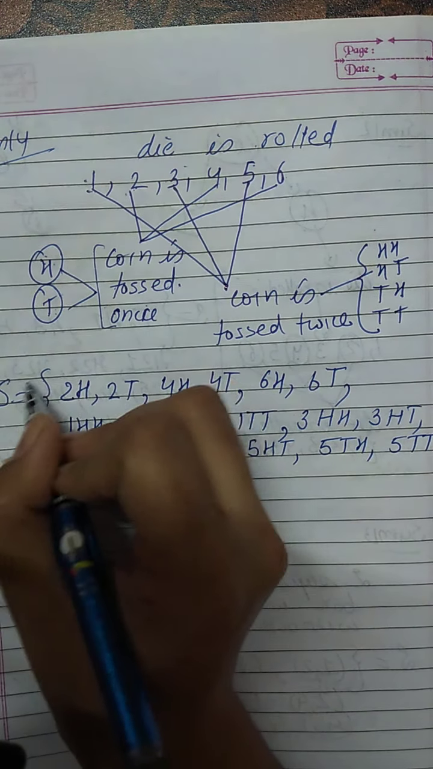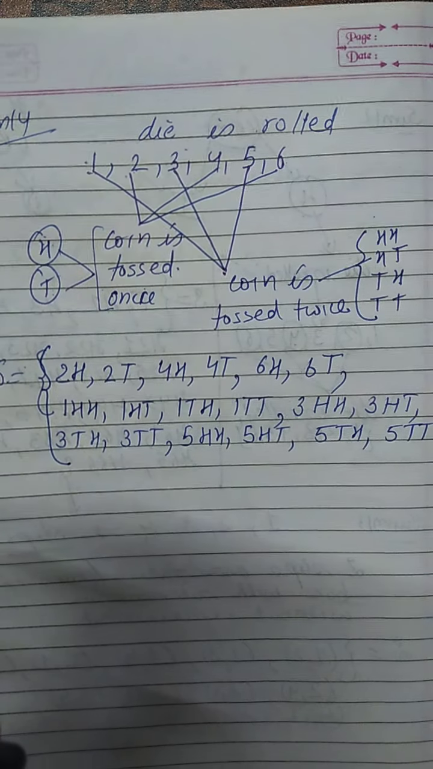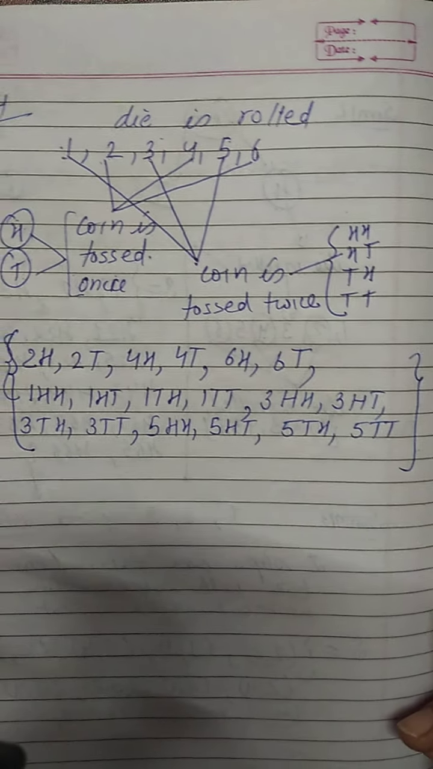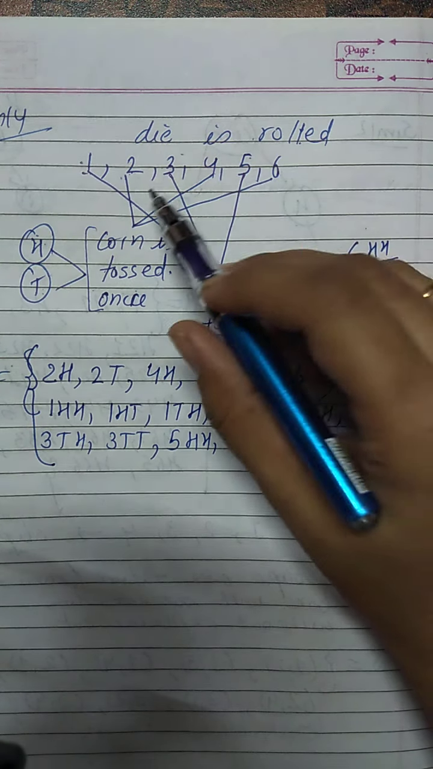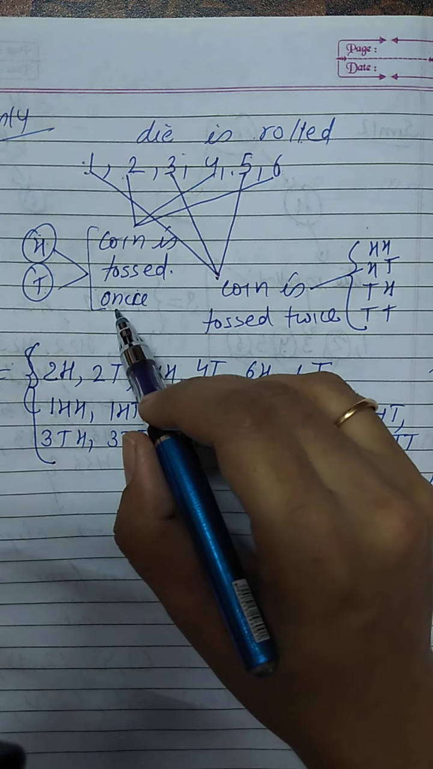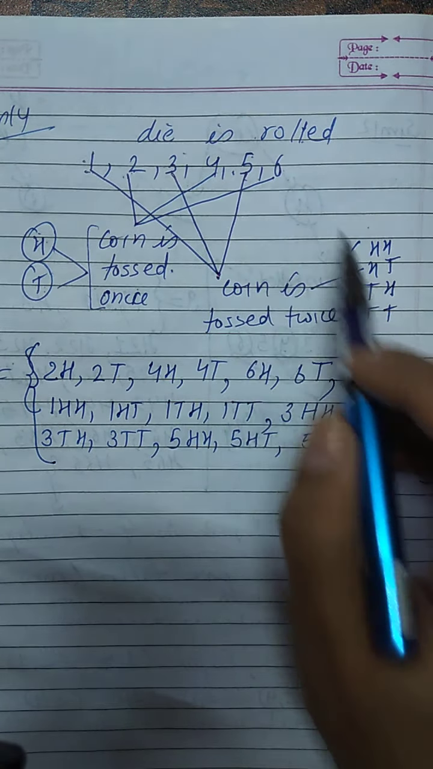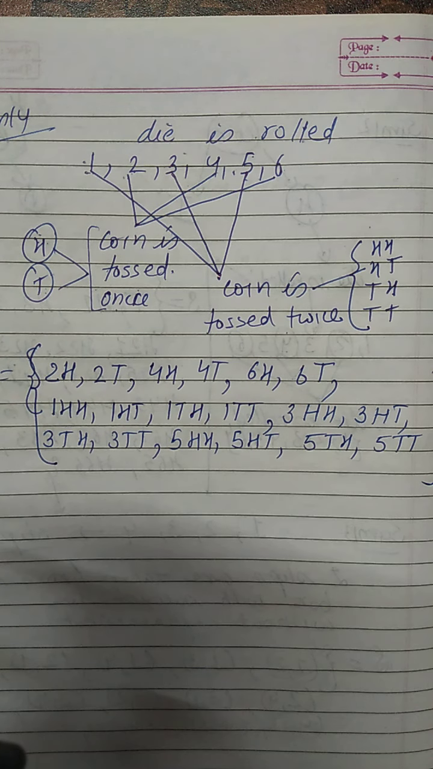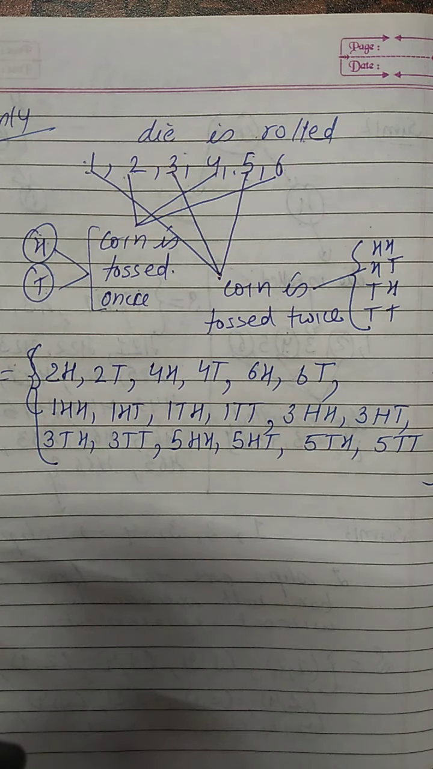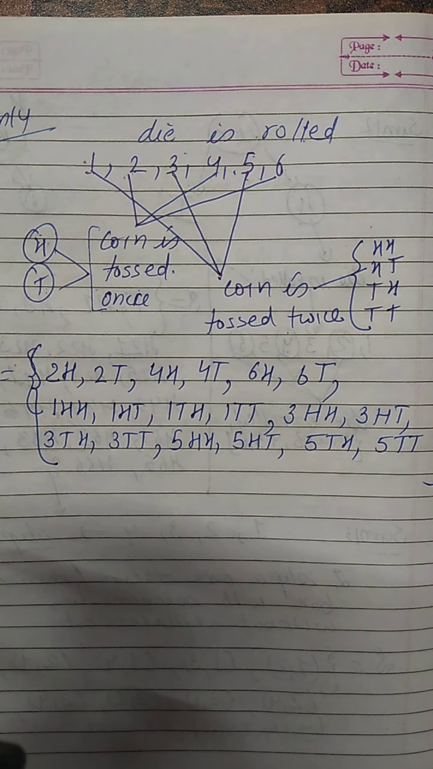So this will be our sample space for this sum experiment, where the first die is rolled, and for an even number the coin is tossed once. If an odd number comes up, then the coin is tossed twice. This is how the sample space can be written.